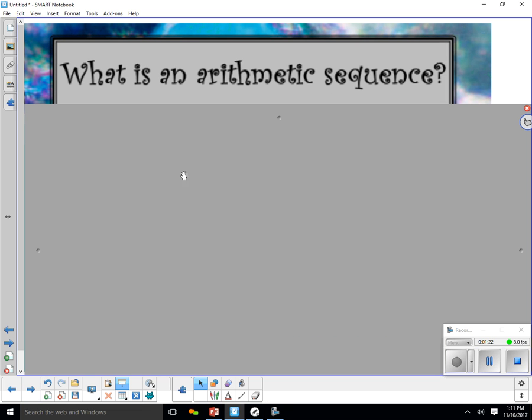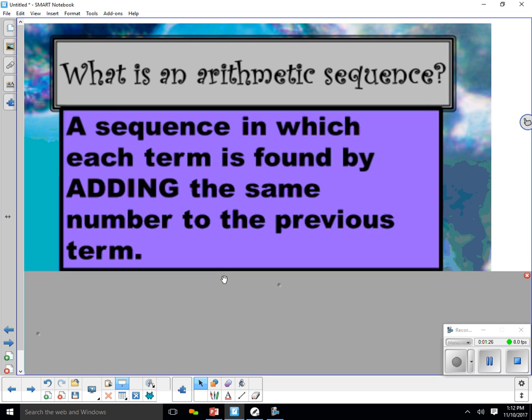Okay, now the first sequence we're going to talk about is an arithmetic sequence. An arithmetic sequence is a sequence in which each term is found by adding the same number to the previous term. So that number has to be the same number that you see between each term. Okay, if it changes, it's not an arithmetic sequence, okay? Even though it might be adding, it has to be the same number.